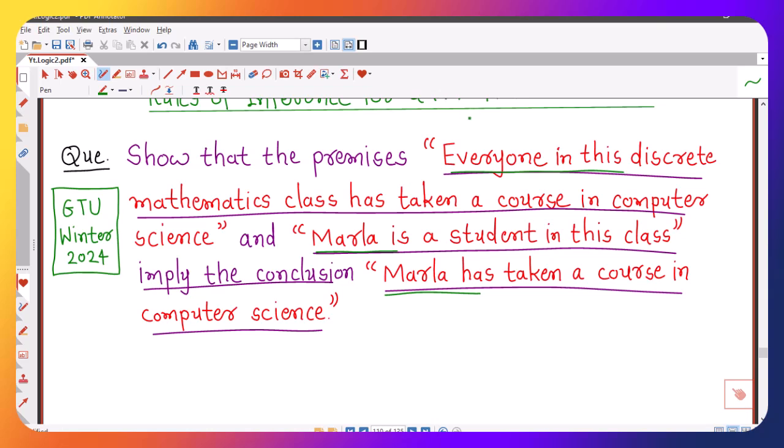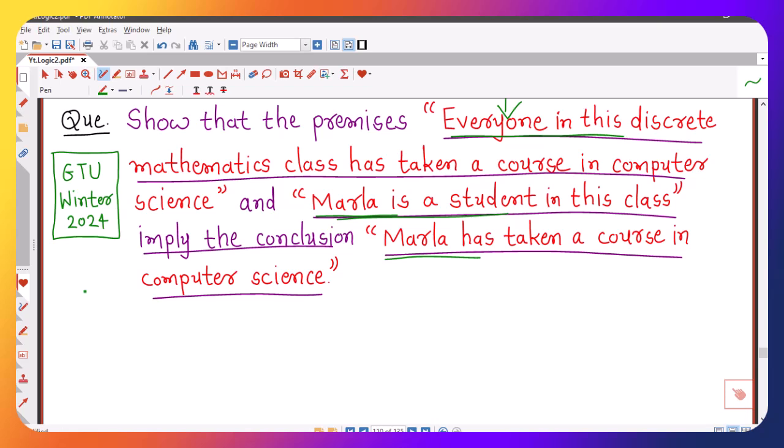You can see here, everyone in this class has taken a course in computer science, so this will involve quantifiers. Everyone in this class suggests that this is going to be a quantified statement, and this is a statement, Marla is a student in this class. So we first have to consider some notations, then translate these premises and conclusion into symbolic form, and then we will check whether these two premises imply this conclusion or not.